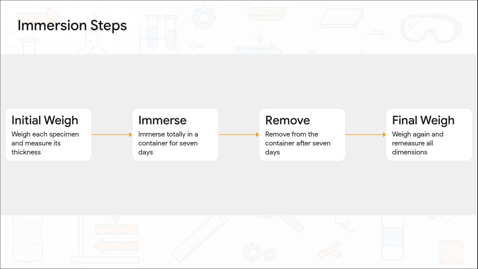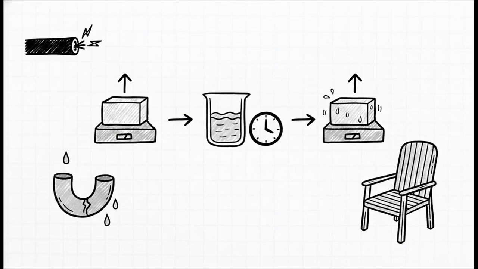Step 3, totally immerse that specimen in distilled water at a standard laboratory temperature of 23 degrees Celsius for exactly 24 hours. Step 4, take the specimen out, immediately wipe it dry with a cloth so there's no surface water, and weigh it again. This gives you your final weight, W2. To calculate the total percentage of water absorption, you use this formula: W2 minus W1. Take that result and divide it by W1, and then multiply the whole thing by 100.